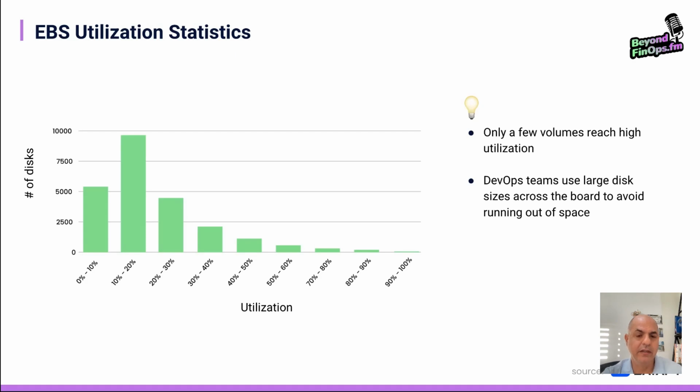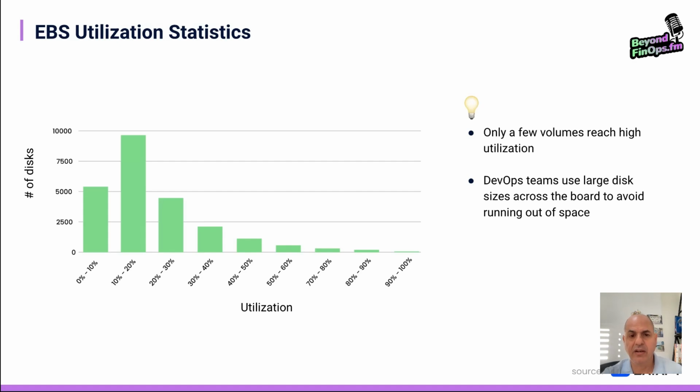So in this graph, we actually see the disk utilization. The left side is showing us the amount of monitored disks that are underutilized, that are over provisioned. And we see that the majority of the disks are at 10 to 20% utilization. Think about it. You provisioned a 100 gig volume and you only use 10 gig, 15 gig, 20 gig out of it. So we actually have a waste of 80 gig per month.